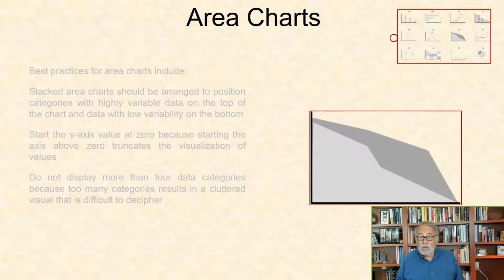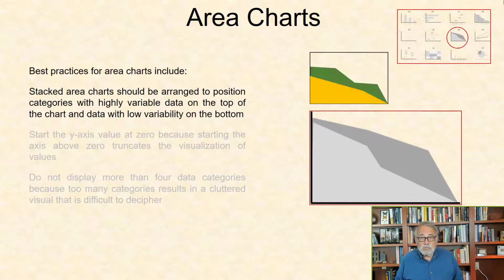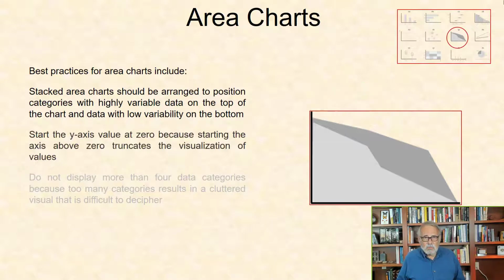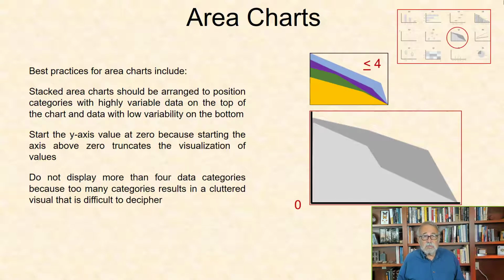Best practices for area charts include: stacked area charts should be arranged to position categories with highly variable data on the top of the chart and data with low variability on the bottom. Start the y-axis value at 0, because starting the axis above 0 truncates the visualization of values. Do not display more than 4 data categories, because too many categories results in a cluttered visual that is difficult to decipher.